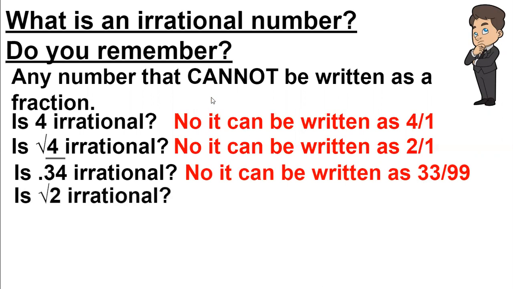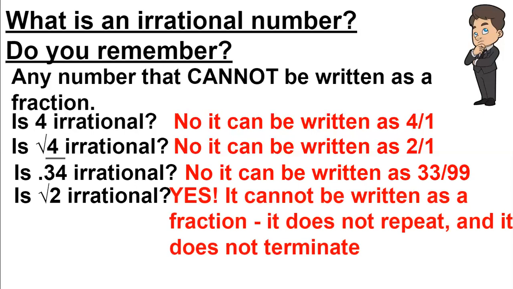Okay. Is square root of 2 irrational? Let's think about that. Is there a number you can multiply by itself to give you 2? There isn't a number, so square root of 2 is irrational. It cannot be written as a fraction. It does not repeat, and it does not terminate. It is an irrational number.